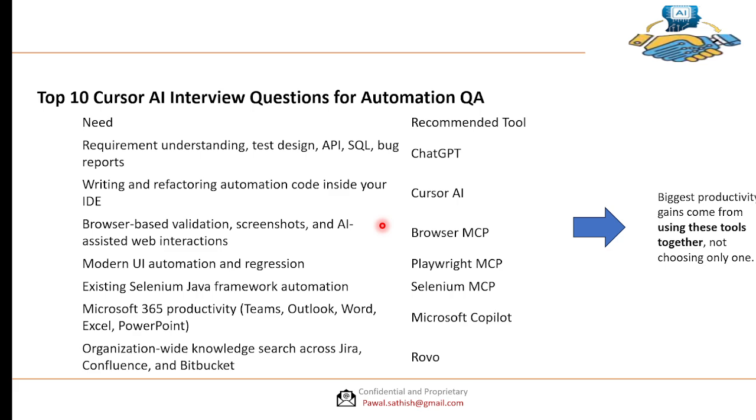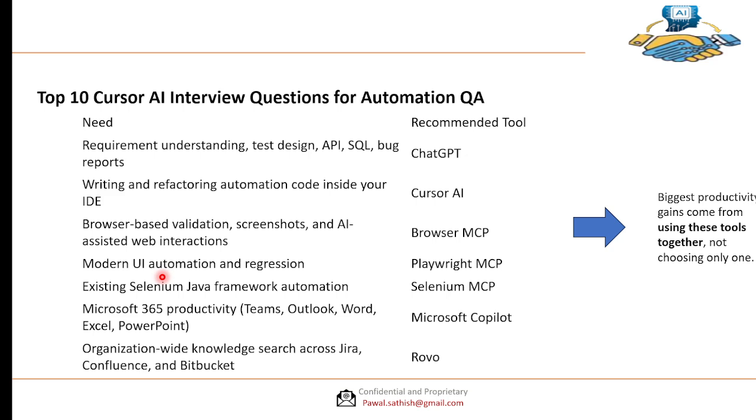If you are doing requirement understanding, test case design, API or SQL, or generating bug reports, I recommend going ahead with ChatGPT. If you are creating a script or refactoring the automation code inside your IDE, we'll go ahead with Cursor AI. If we are doing browser-based validation, screenshots, or AI-assisted web interaction, then we'll go ahead with the Browser MCP.